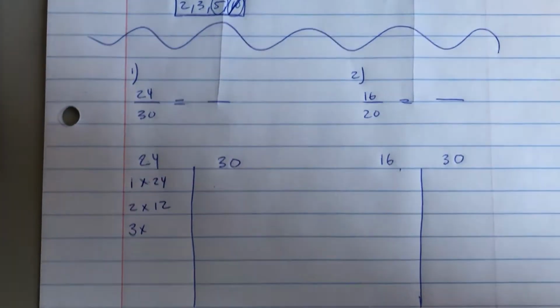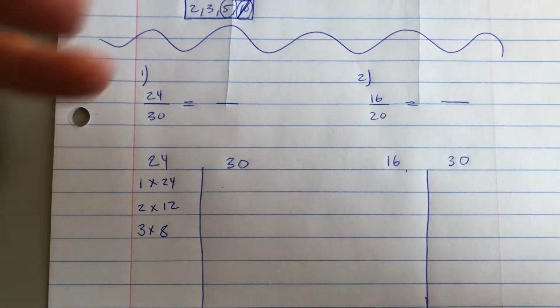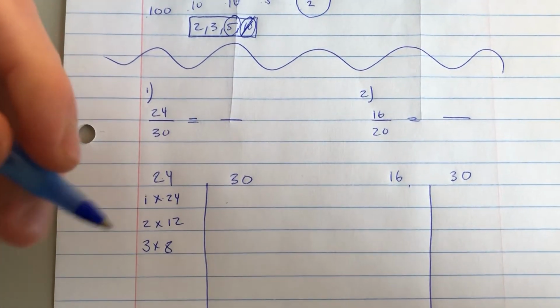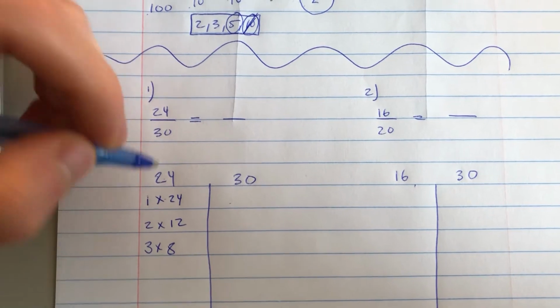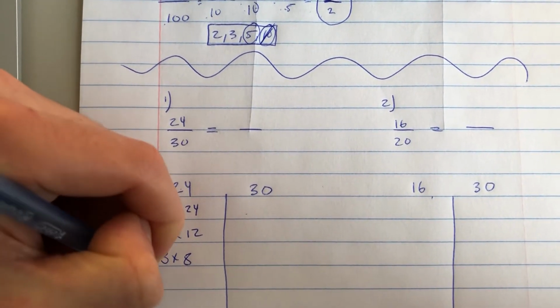3, 6, 9, 12, 15, 18, 21, 24. That's 5, 6, 7, 8 times. 3 times 8 equals 24. Also, this is just something that I know from knowing multiplication, but you could look at your multiplication chart or your rolling numbers packet.